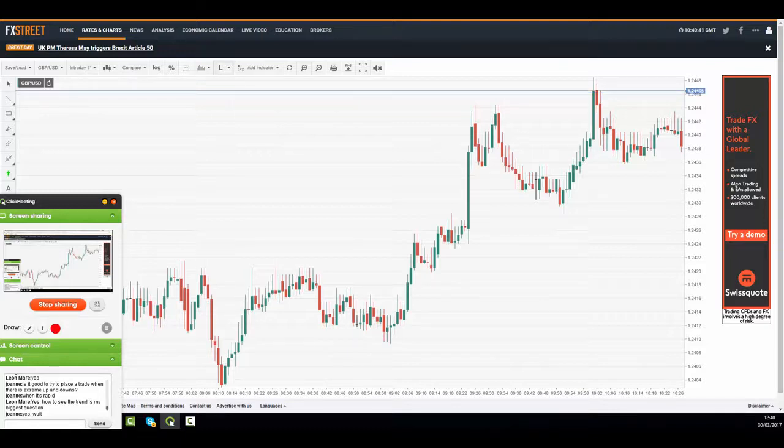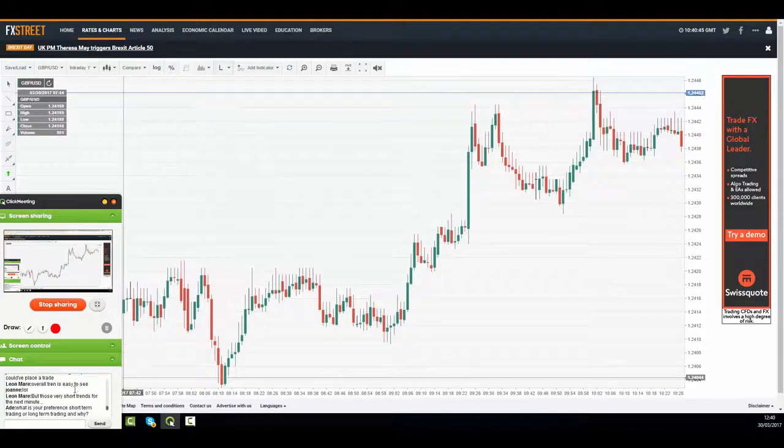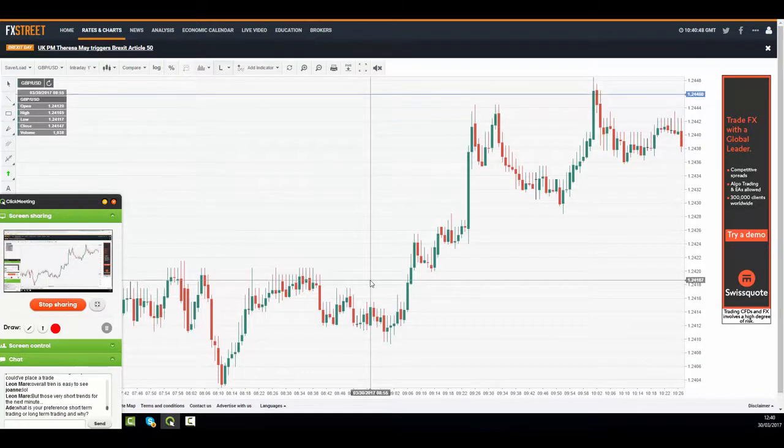Let's have a look. Addy puts, what is your preference? Short-term trading or long-term trading, and why?